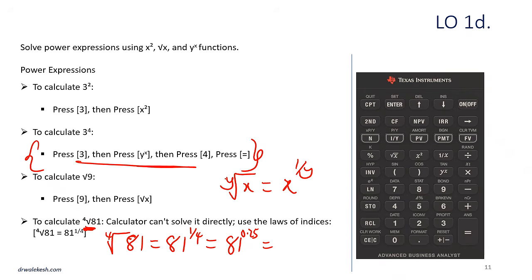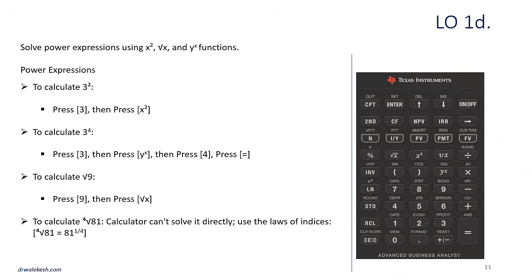So we would press 81, that's 8, 1. Then we would press y raised to power x, which is this. Now, it's no longer raised to power 4, it is raised to power 0.25. That implies that we would press 0.25. Then you would press this key, which is here. I expect you to have 3 as your answer.